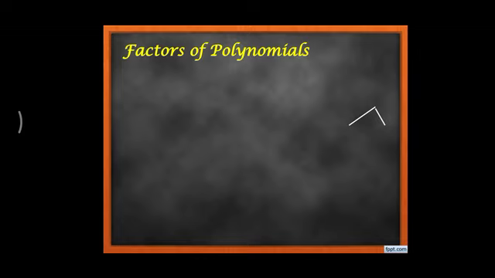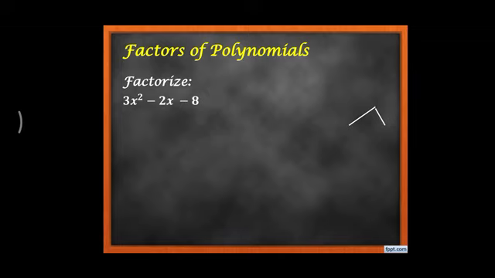Now in the previous class in standard 8 we have studied how to find the factors of an algebraic expression by splitting the middle term. Let us see an example. You have been given an example to factorize the polynomial 3x square minus 2x minus 8.